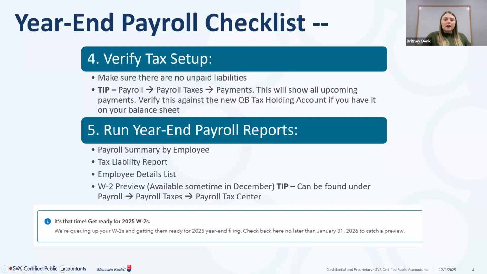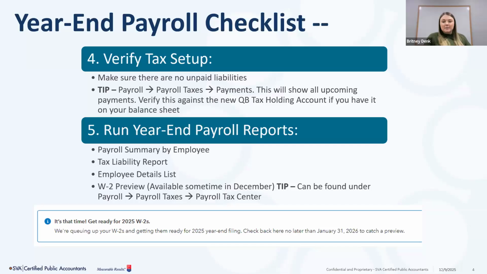Okay, number four on our year-end payroll checklist is verify your tax setup. By this, I just mean make sure that your payroll taxes are up to date to be paid, that your accounts are connected, that you don't have any unpaid liabilities leading up to the end of the year, that there wasn't anything missed or incorrectly calculated.